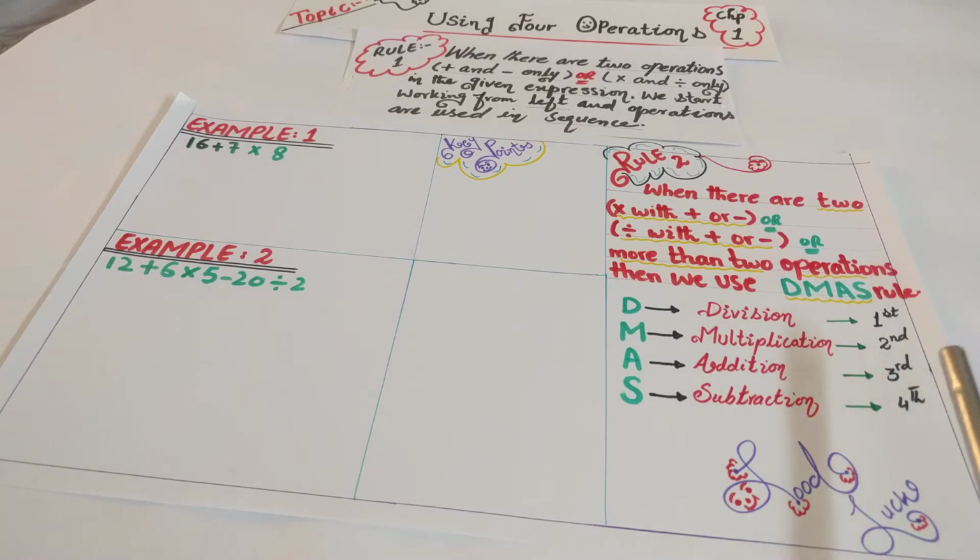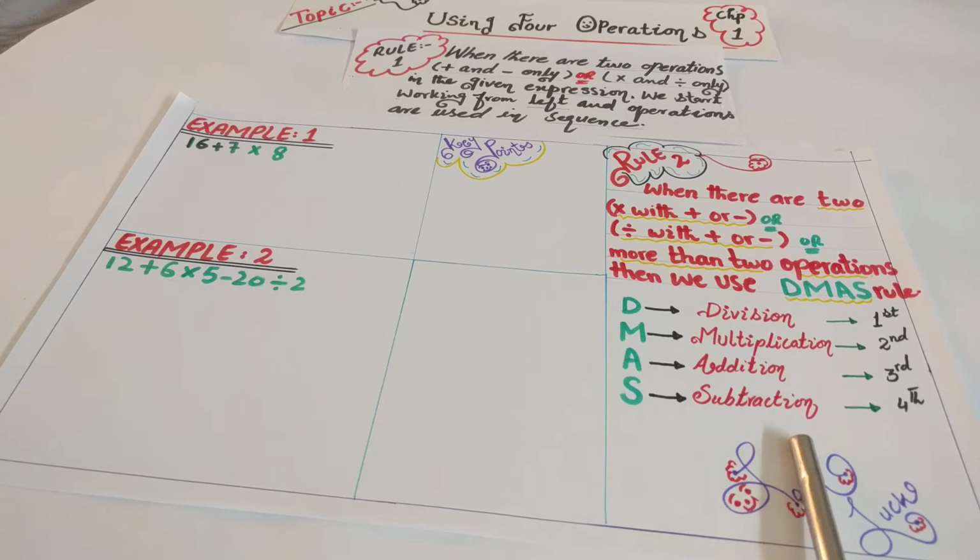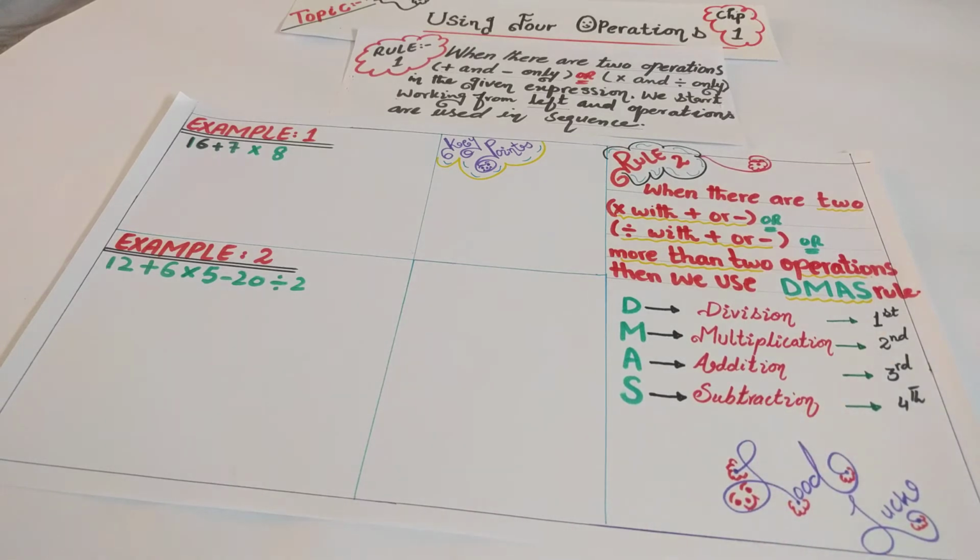But there is one more point. If division operation is not in your given expression, then leave the division and start working from your next operation and follow the order of the operation. Clear? Let's start the example. Now I will explain you with the help of the example.